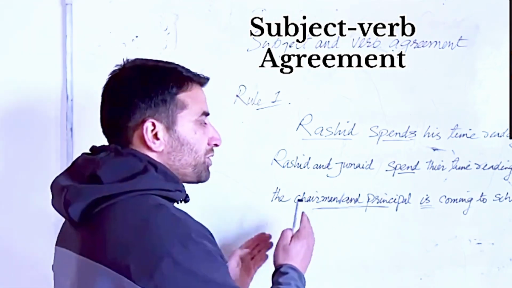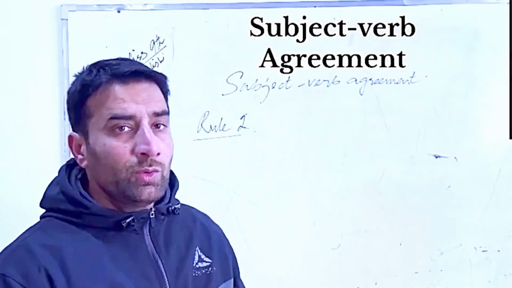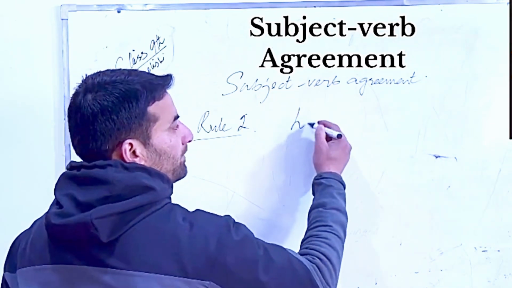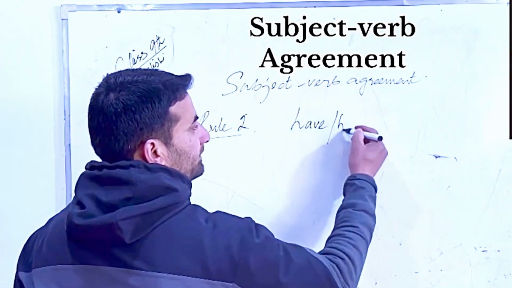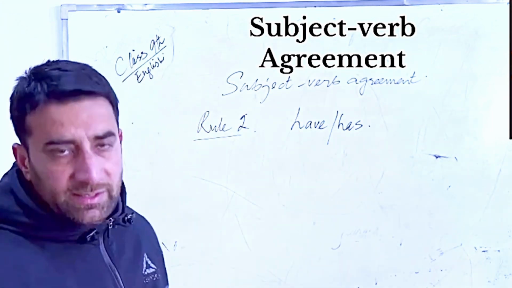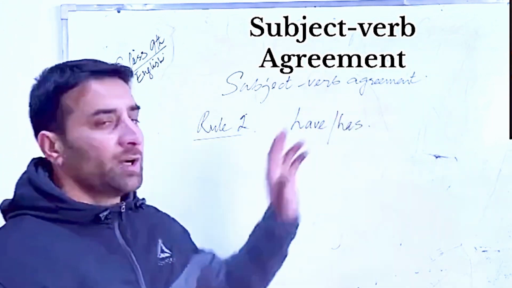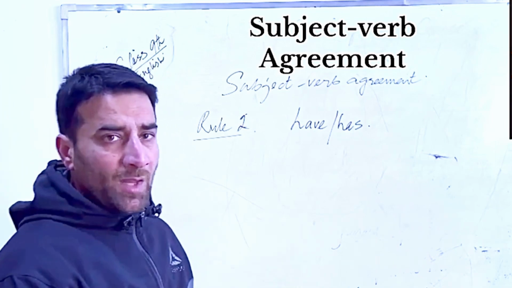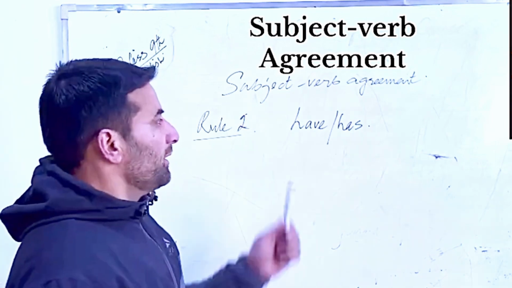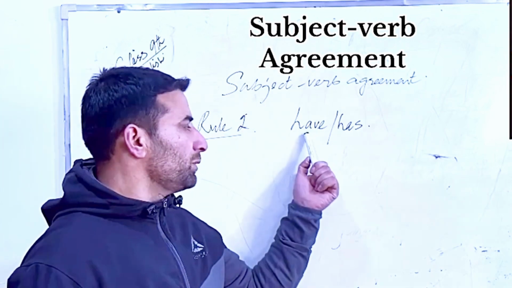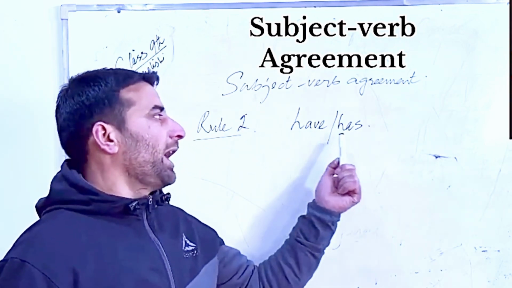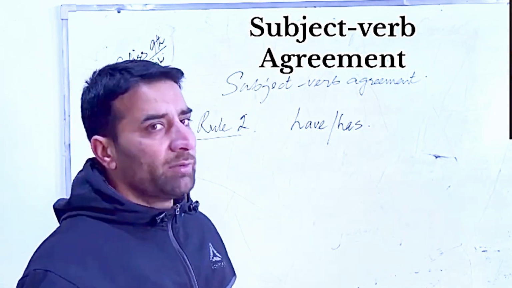So this was the first rule. Rule second, use of have and has. We have two helping verbs, have and has. What about these regarding subject verb agreement? It is very simple again here, but you have to keep in mind, whenever we are using first person singular, first person plural, second person singular and plural, and third person plural, you have to use have. And with the third person singulars, you have to use has.